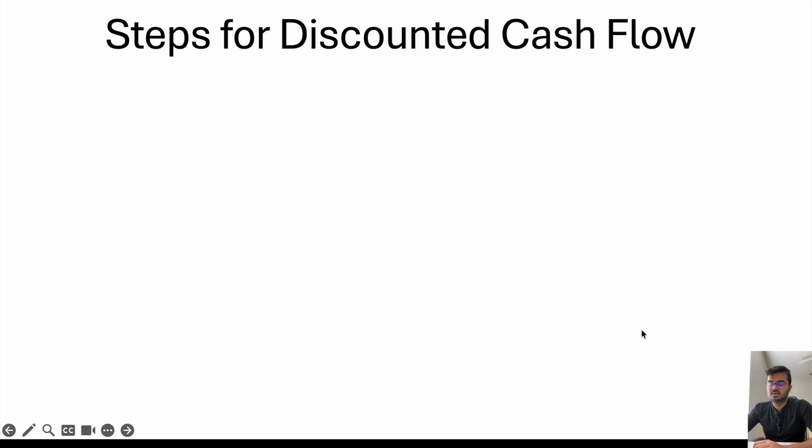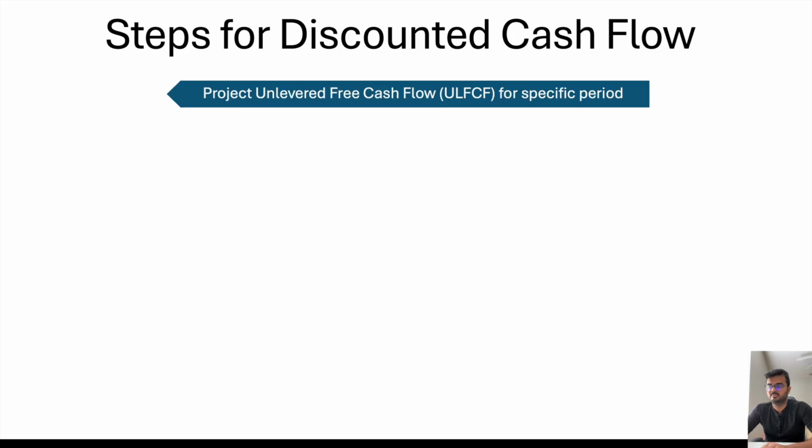Before jumping into calculating the free cash flow, the discount rate, and others, let's try to summarize all the different steps involved to complete this discounted cash flow analysis for any stock. In my opinion, for any discounted cash flow analysis, these 9 steps are applicable.